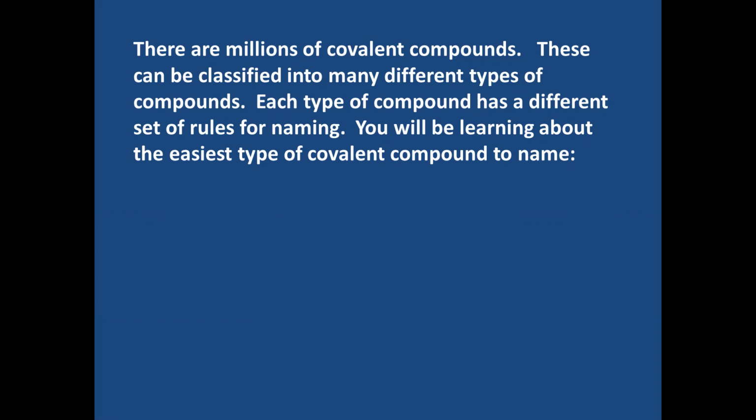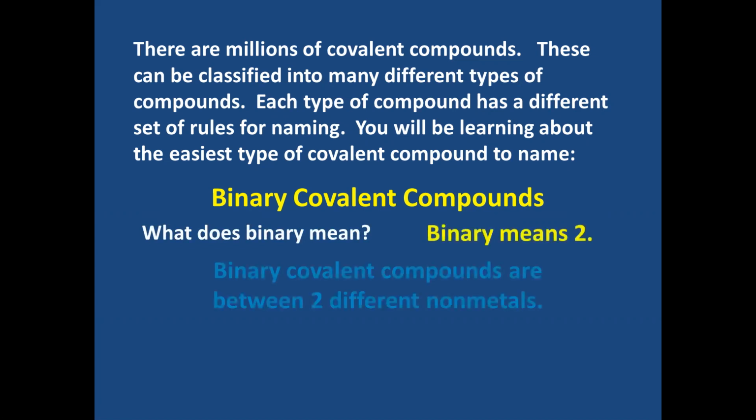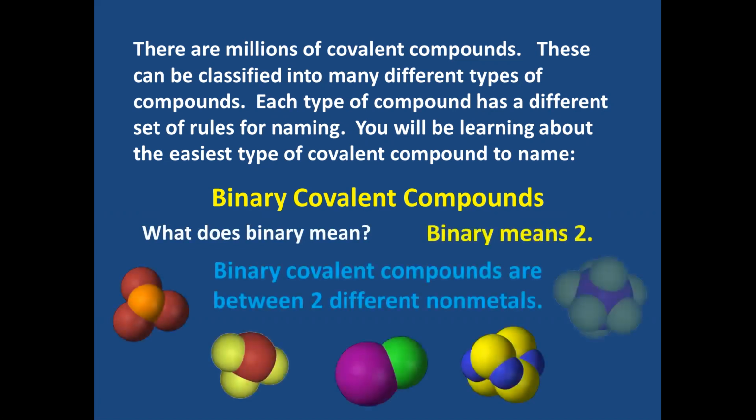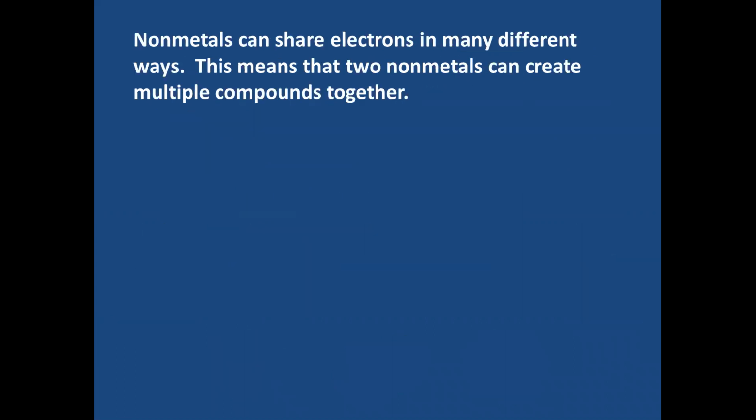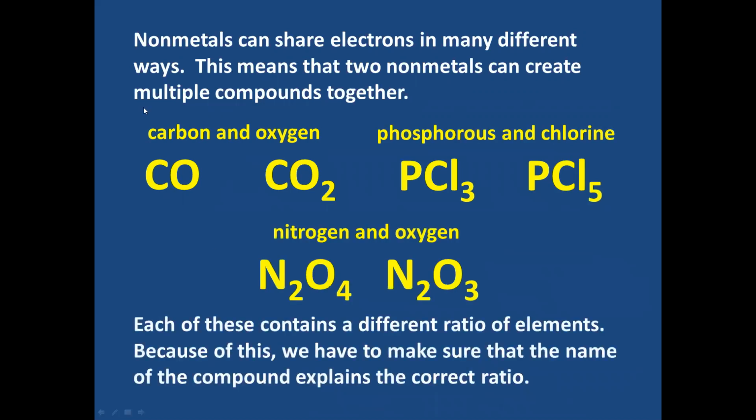So the easiest type of covalent compound to name is what we call a binary covalent compound. Binary, in this case, simply means two. So we're going to have two different nonmetals grouping in any variety of numbers. Now, because we can share our electrons in a lot of different ways, we could get things like carbon and oxygen teaming up as CO or CO2. Phosphorus and chlorine could be PCl3 or PCl5.